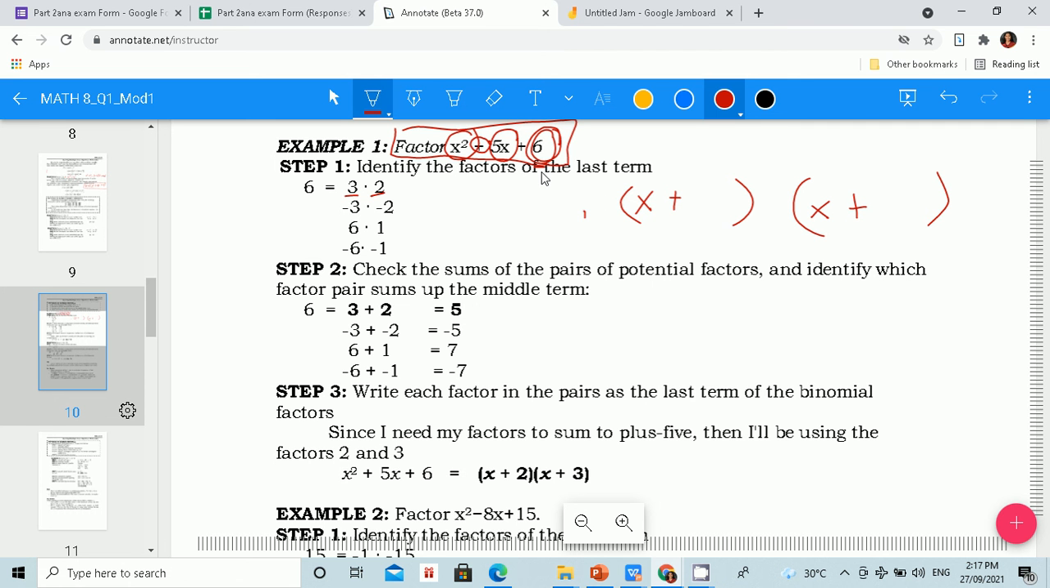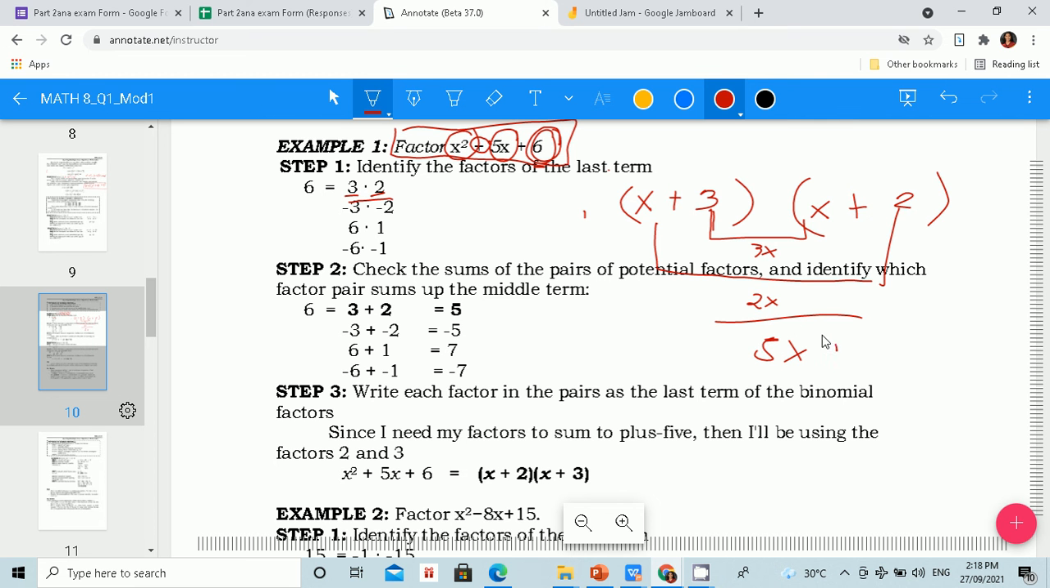Then we have 6. What is the factor of 6? We have 3 and 2, right? We have identified that already. So 3 and 2. So that's it. Okay. So let's check using FOIL method. So we have 3x and then we have 2x. So that is 5x.